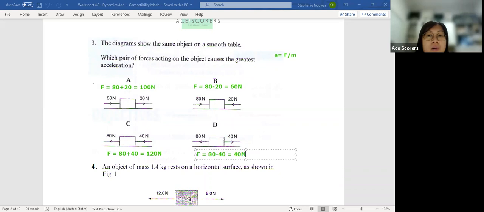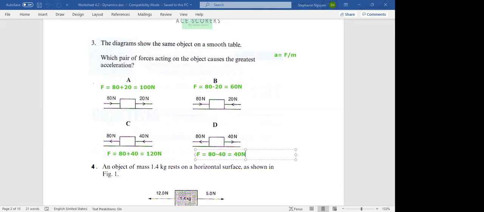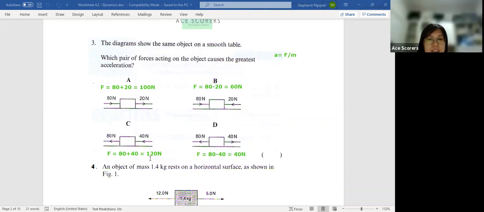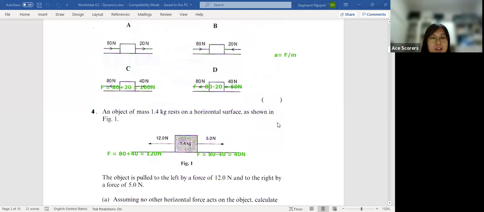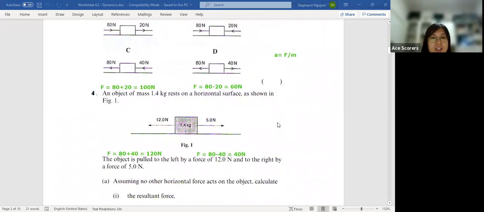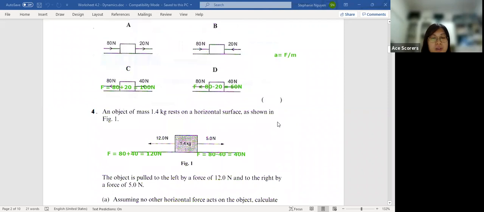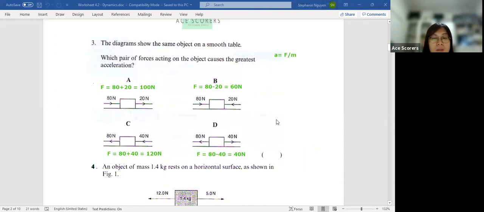So you have to work out all the resultant forces for the 4 options, so you can compare which one has the greatest acceleration. So which acceleration is the greatest? C. Yeah, C. This is because the resultant force is the greatest, 120 Newton, so it makes the acceleration the greatest as well. If you want, you can jot it down. After you've done question 3, move on to question 4.